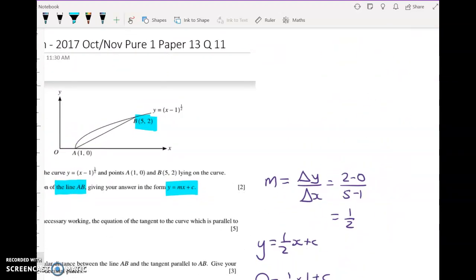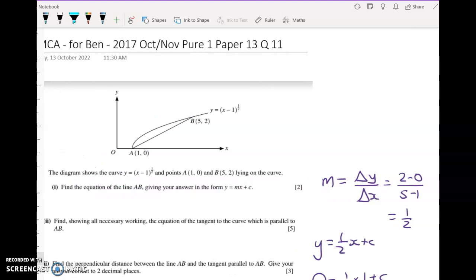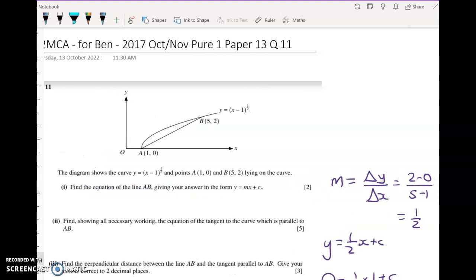Okay, and now the second part of the question says, showing all necessary working, find the equation of the tangent to the curve which is parallel to AB. That means that we want to find the derivative, and then we're going to set that derivative equal to 1/2. And I'm going to draw in what we're looking for now.